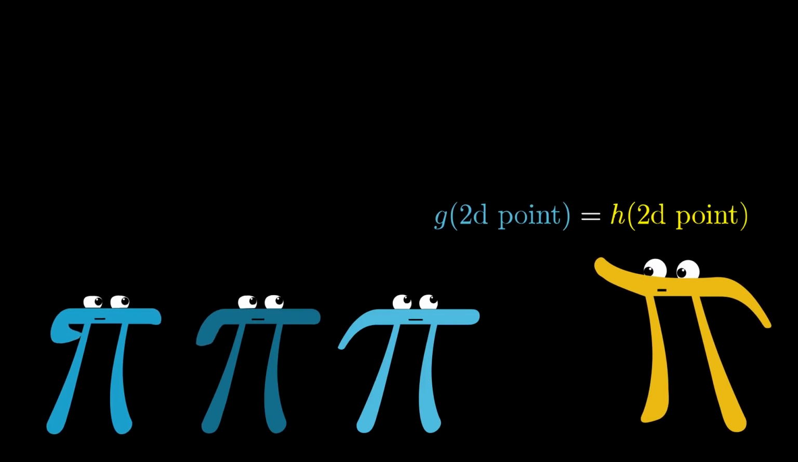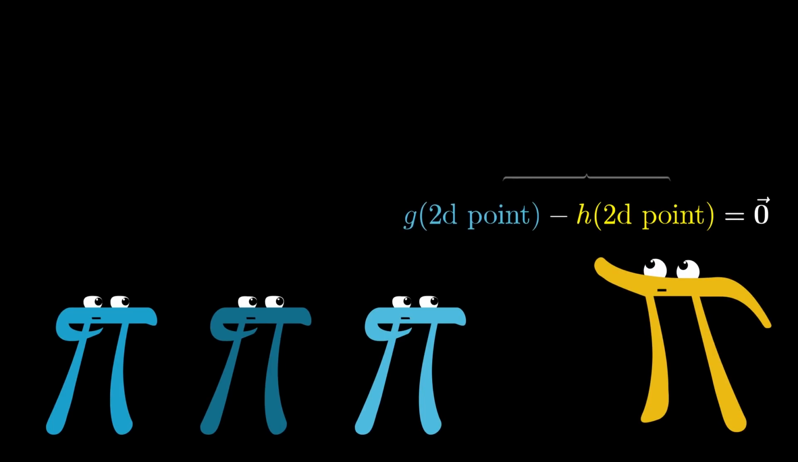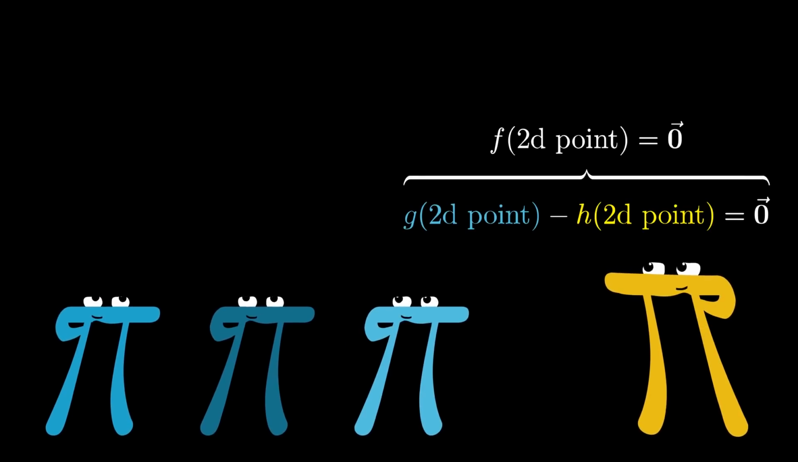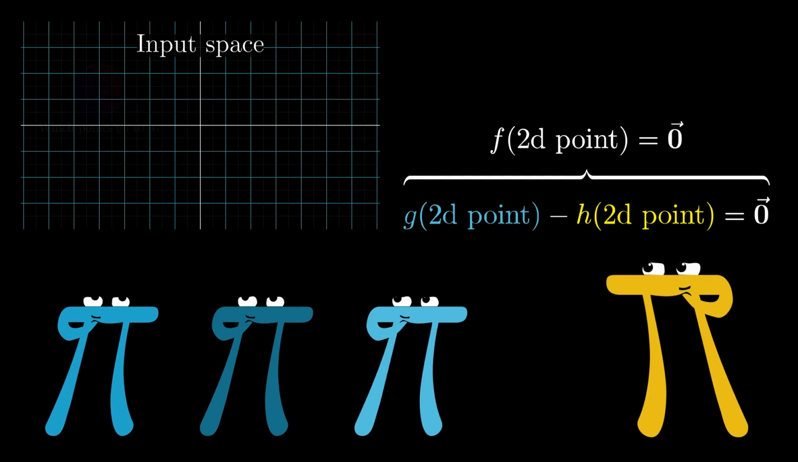Alright, so solving equations here. Just like the 1D case, solving any kind of two-dimensional equation can always be reframed as asking when a certain function is equal to 0, or in this case the 0 vector. So that's our challenge. Create an algorithm which finds the input points that a given 2D function takes to 0.